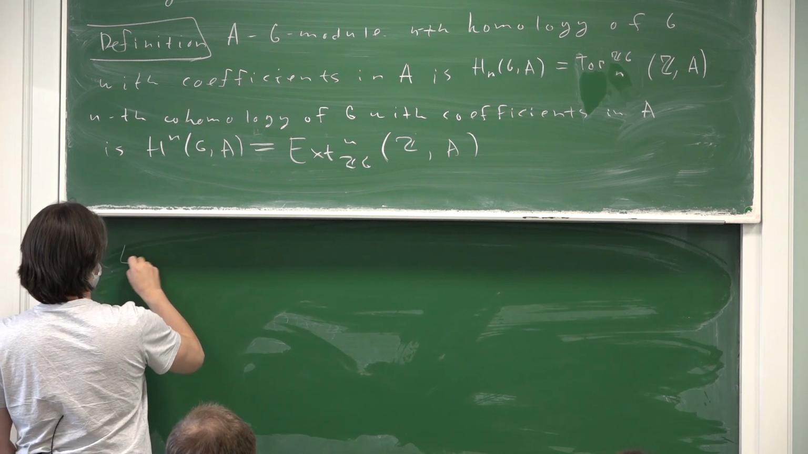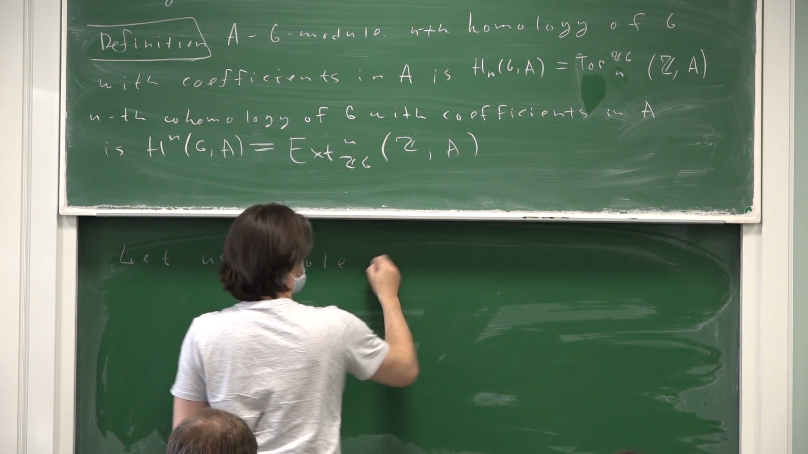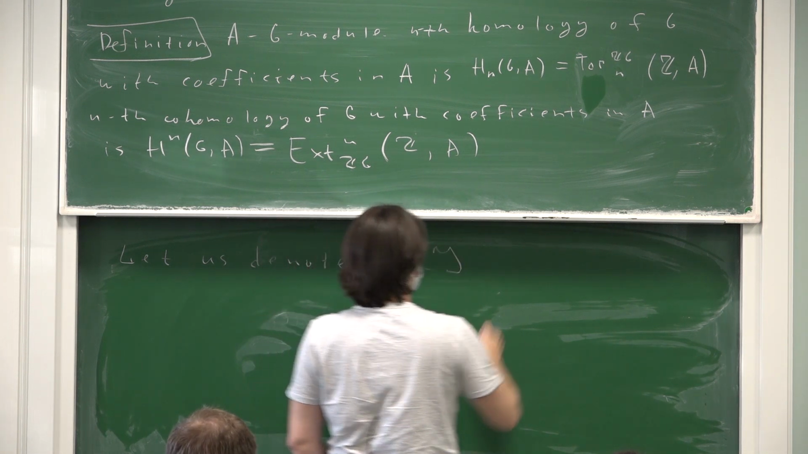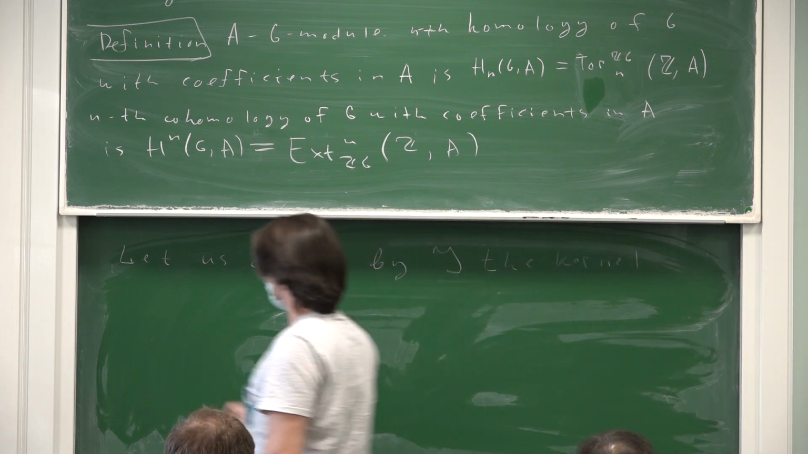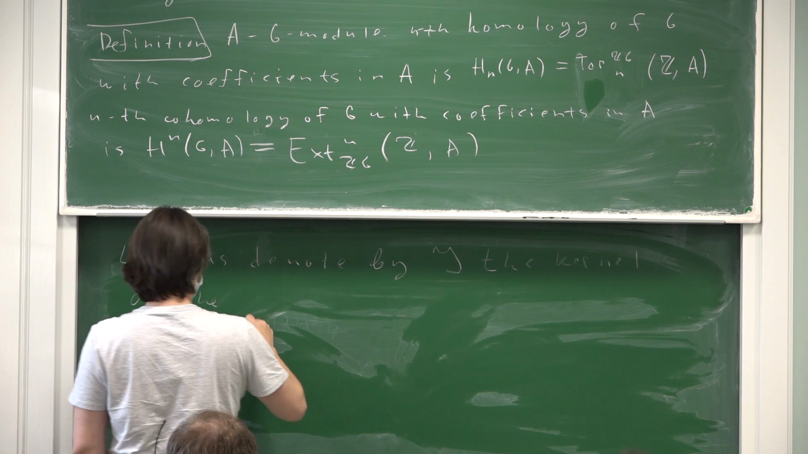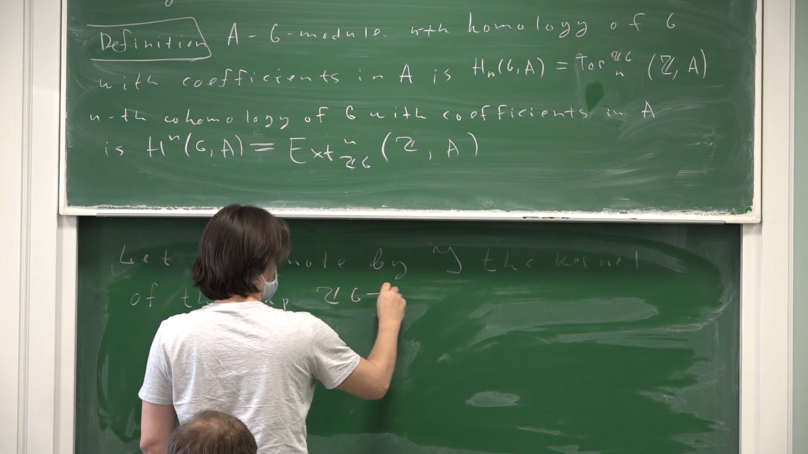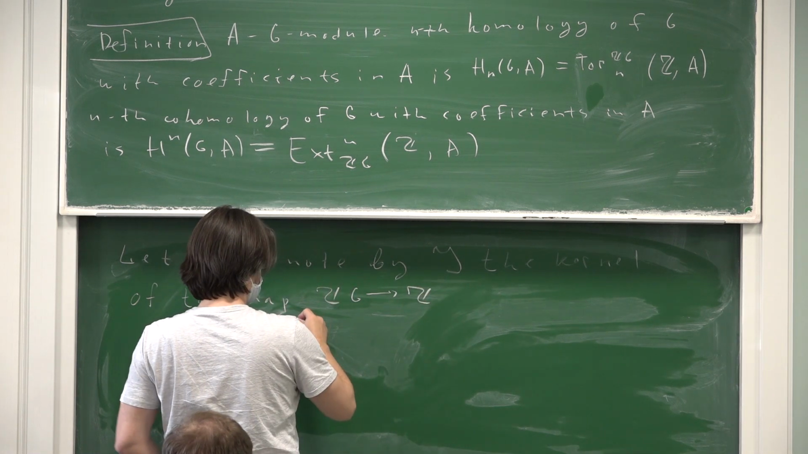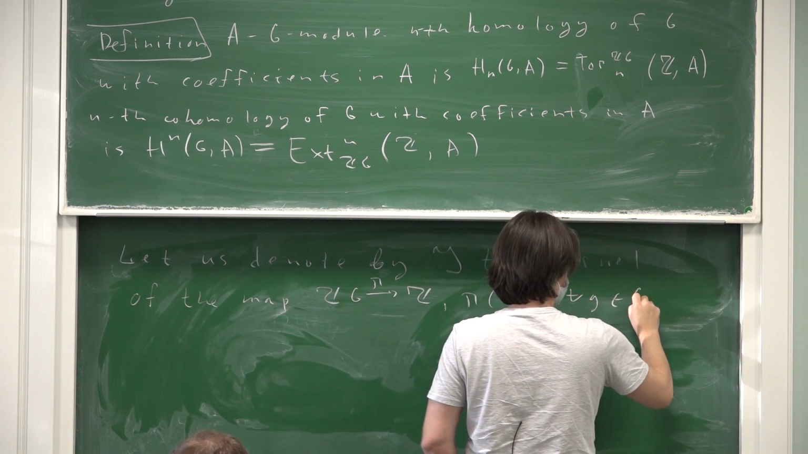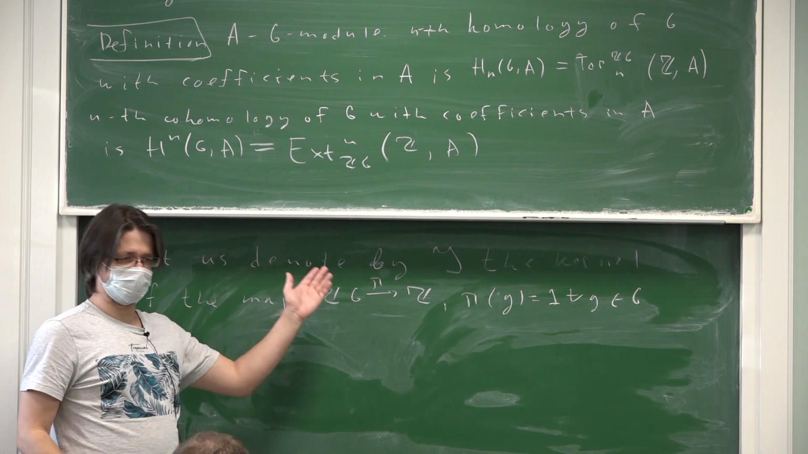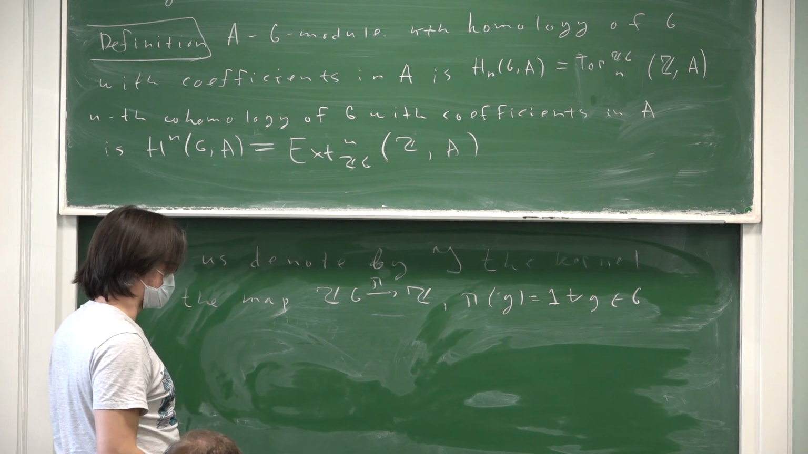Let us denote by J the kernel of the map from ZG to Z that sends g to 1 for any g in G. This map is a ring homomorphism, so the kernel is an ideal.